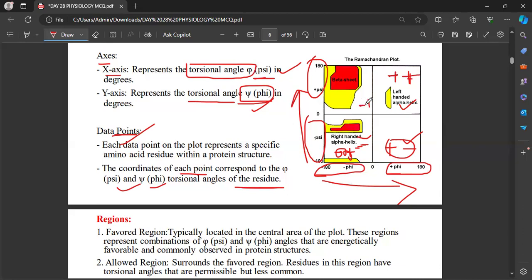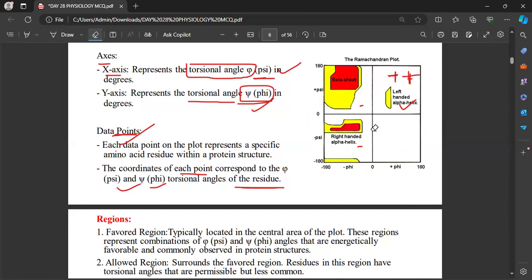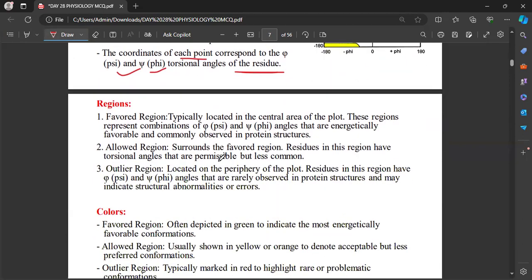If the residue is present in the minus plus, definitely the structure will be the beta pleated sheet. Okay, this is how you should know that. This is how we can find the residue of that particular protein structure. Now, what will be the regions?